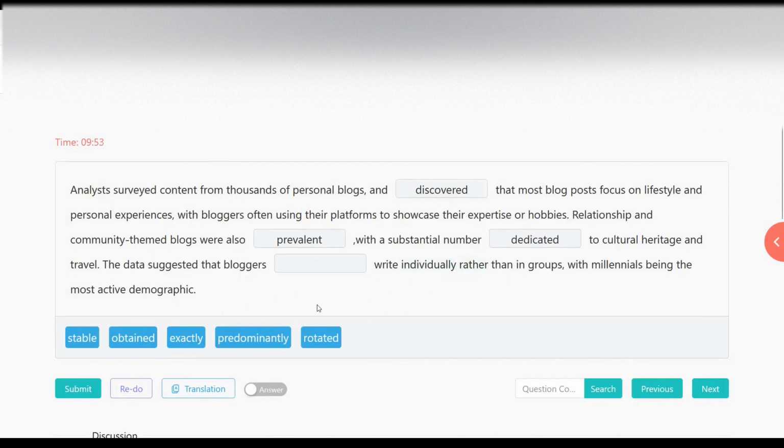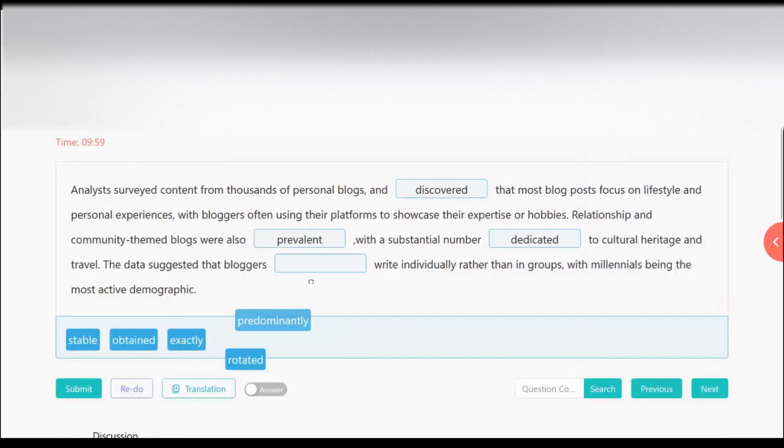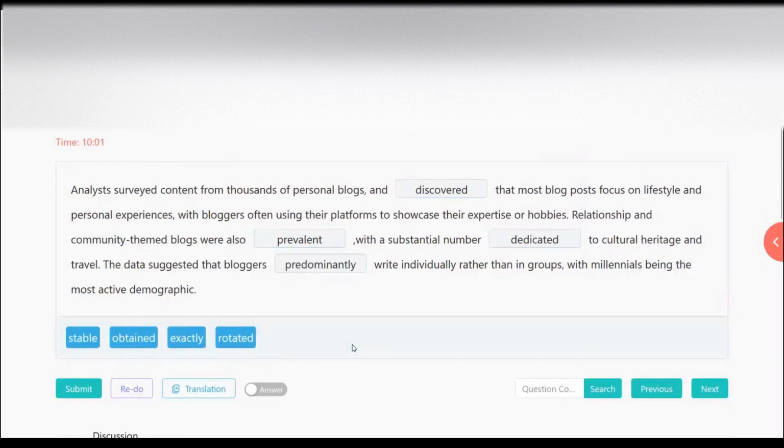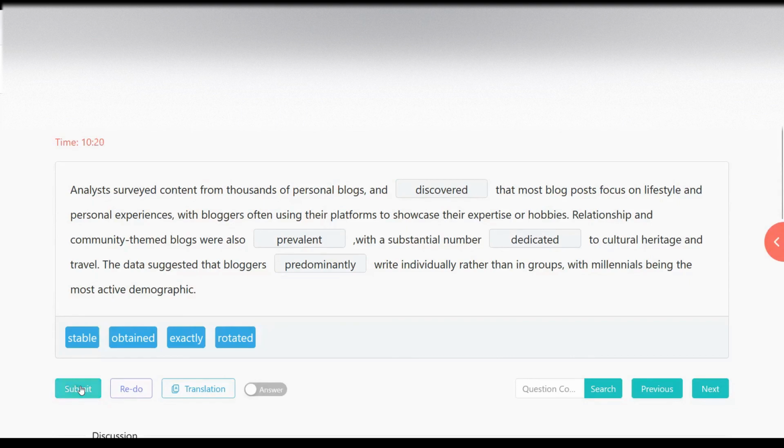If we write rotated, it will not work either. So our final answer is predominantly. The data suggests that bloggers predominantly write individually rather than in groups. Predominantly means most commonly, most popularly. I hope this has cleared the answer. Let's submit and check our answers.